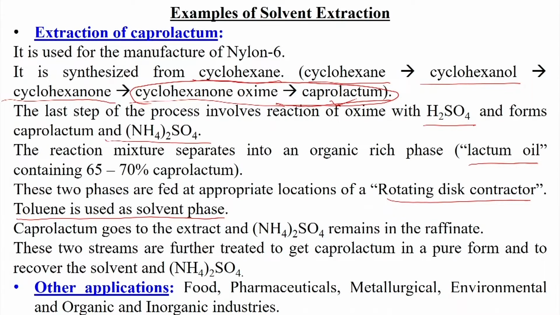Then caprolactam goes to the extract, that is, the toluene phase, and ammonium sulphate remains in the raffinate, the aqueous phase. These two streams are further treated to get the caprolactam in pure form and to recover the solvent and ammonium sulphate. All these will be used for different purposes. A few other applications are in food industries and pharmaceuticals, in metallurgical, environmental, and organic and inorganic industries. So, there are so many applications of the extraction process.